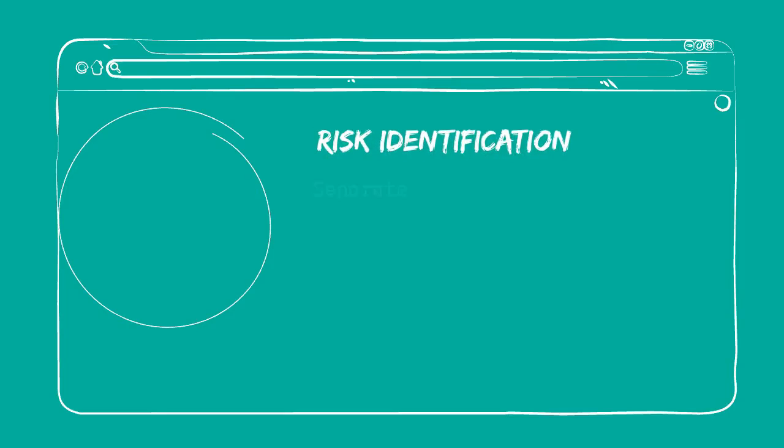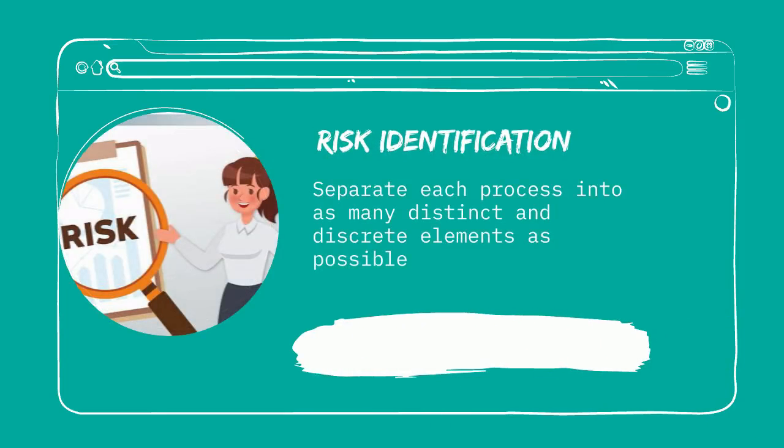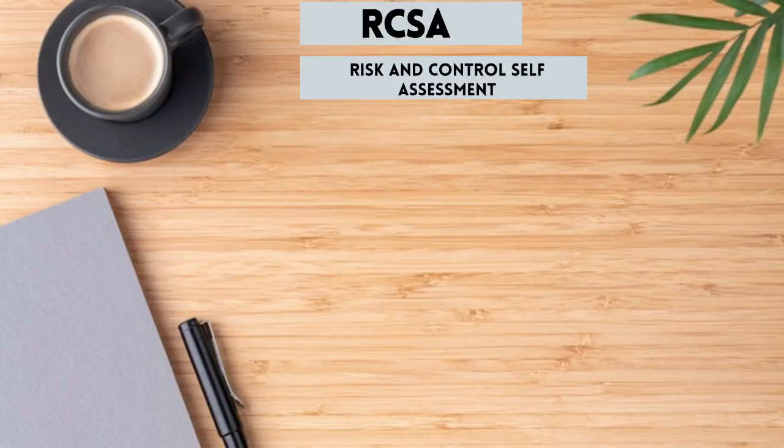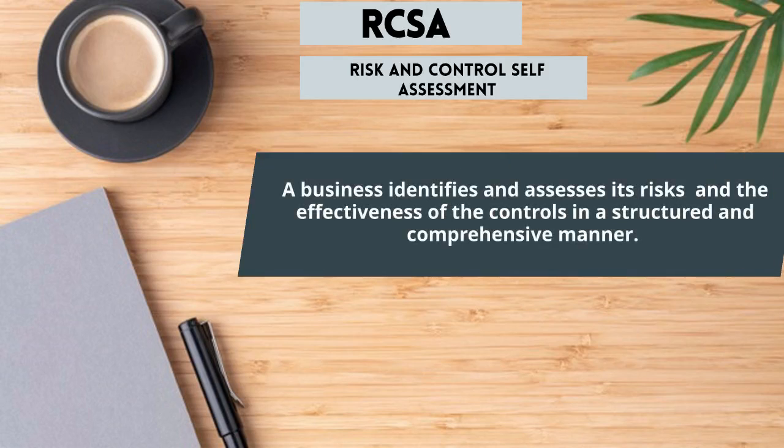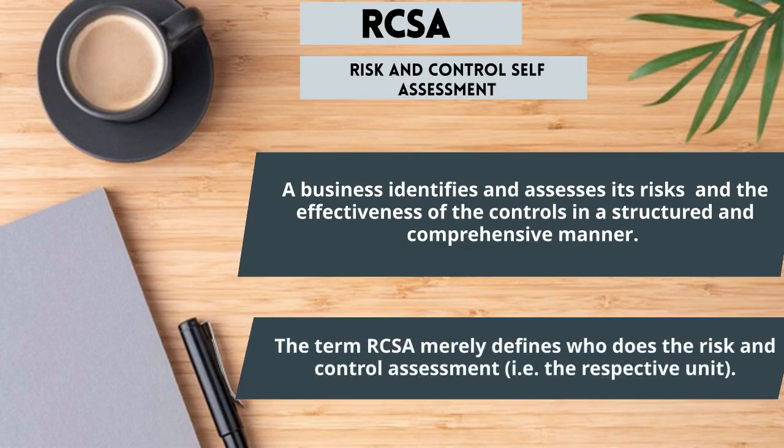Risk identification helps to separate each process into as many distinct and discrete elements as possible. What is a risk and control self-assessment, or RCSA? It is a process whereby a business identifies and assesses its risk arising out of its strategy, objectives, products, and activities, and the effectiveness of the controls in a structured and comprehensive manner. The term RCSA merely defines who does the risk and control assessment, that is the respective unit.